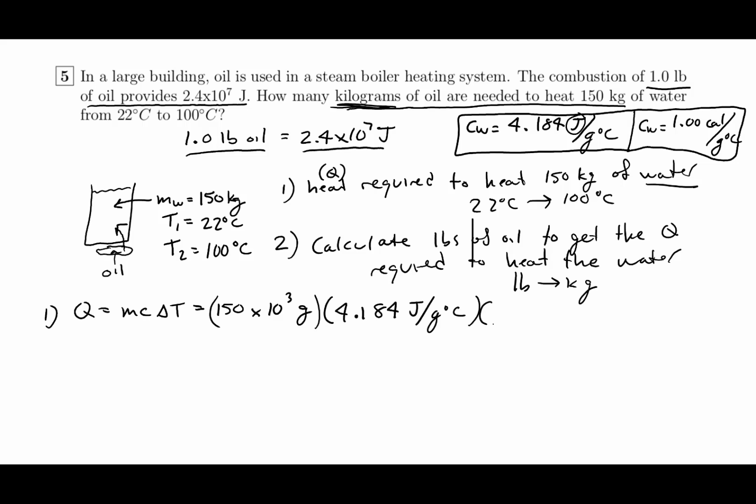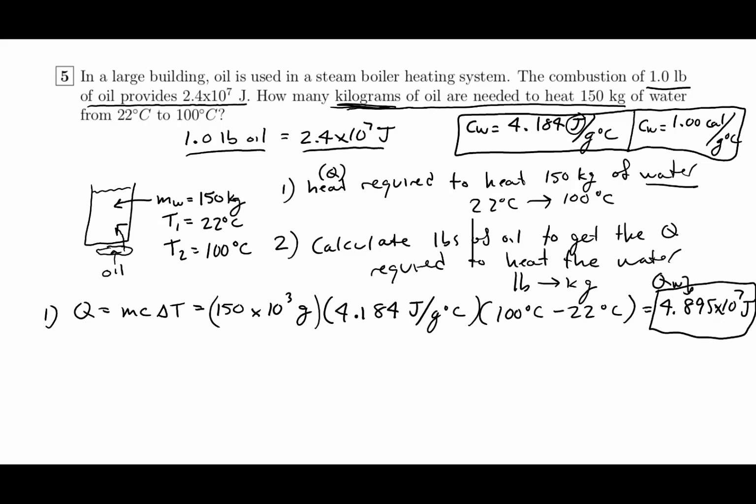And then we have our delta T, which is 100 degrees Celsius minus 22 degrees Celsius. And this works out to 4.895 times 10 to the 7 joules. Okay, so now we know that this is how much heat, so this is Q.